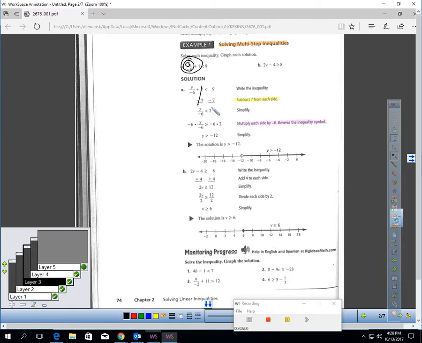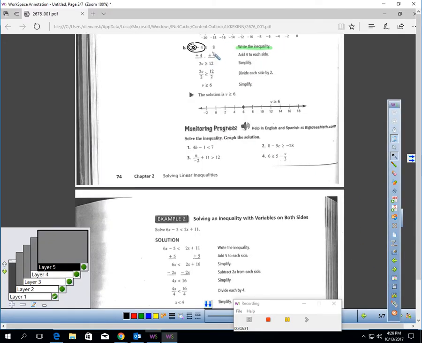Next step, I've got to get rid of the divide by negative 6. So I multiply each side by negative 6. Don't forget, you have to reverse the inequality symbol when you multiply by the negative. Do you notice here how the inequality symbol has reversed? Divide by negative 6 times negative 6 cancels, and y is greater than negative 12. All I need to do is go ahead and graph that. Now I have an open circle at negative 12, and you can see here I'm shading right.